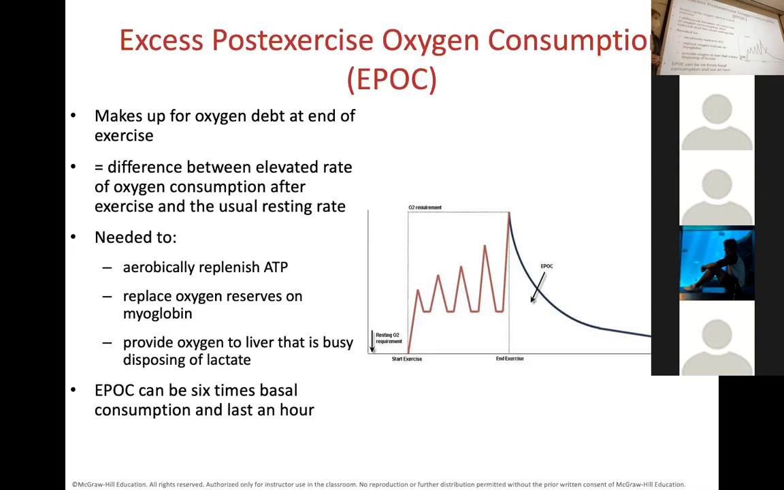And then because inevitably you probably went into anaerobic respiration, assuming you exercised for more than 8 seconds, you need to get rid of that lactate that was produced through anaerobic respiration. And for the liver to do that, it needs oxygen. So the EPOC can be pretty high. It can be up to 6 times as high as the basal rate, which would just be oxygen consumption at rest. And like I said here, it can last an hour, potentially more, depending on the intensity and length of exercise.